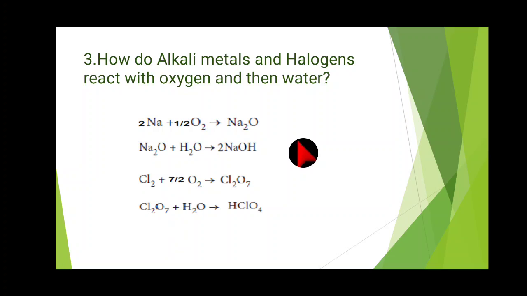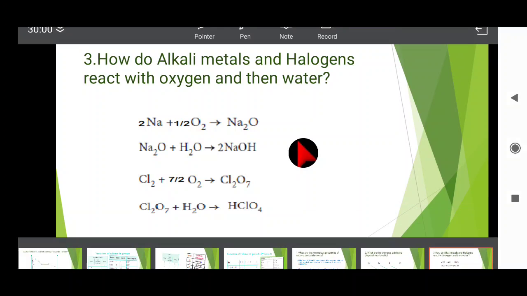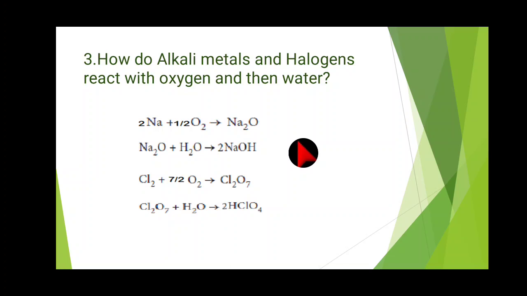The last equation: Cl2O7 reacts with water and gives perchloric acid. Left side hydrogen 2, right side only 1, so make it 2. Now chlorine is balanced. Oxygen: 2 into 4 is 8, and here also 7 plus 1 is 8. These are very important equations: how do alkali metals and halogens react with oxygen and then water?